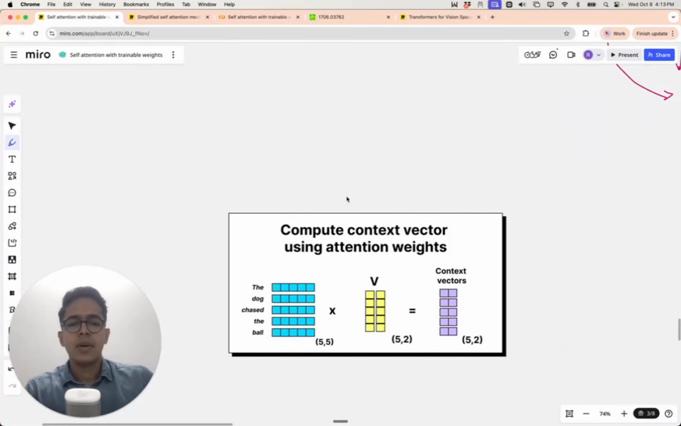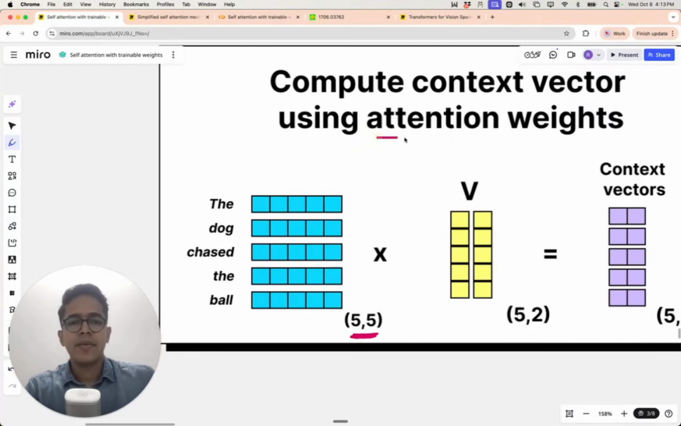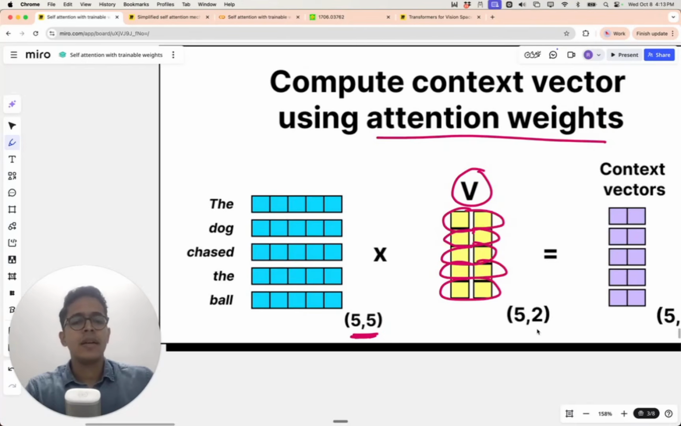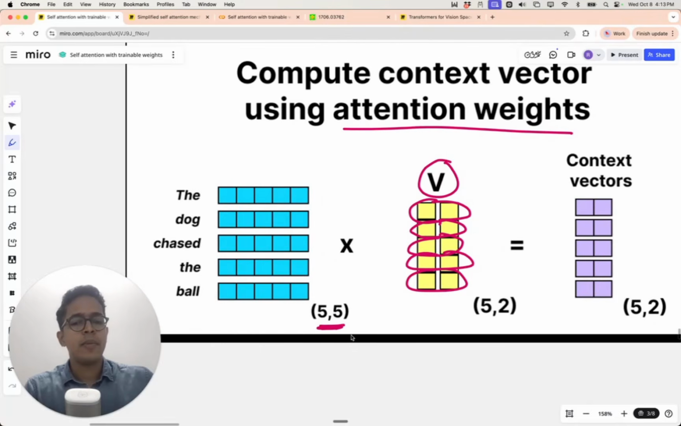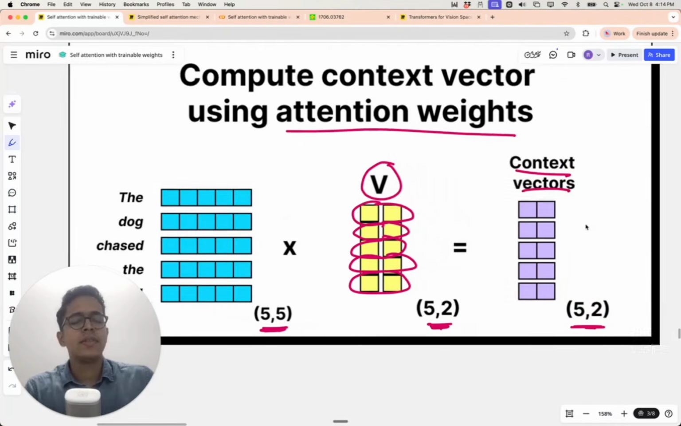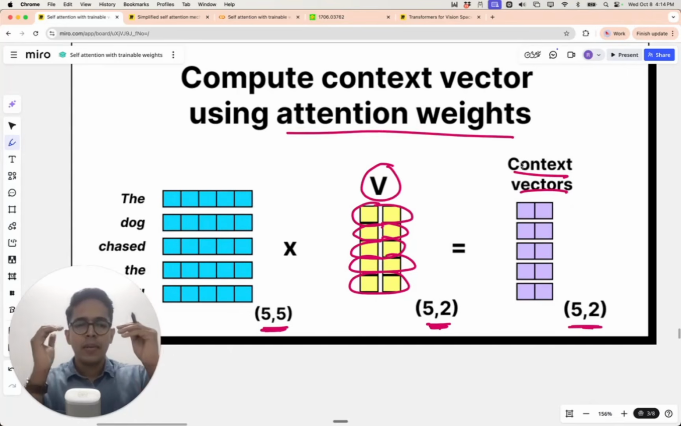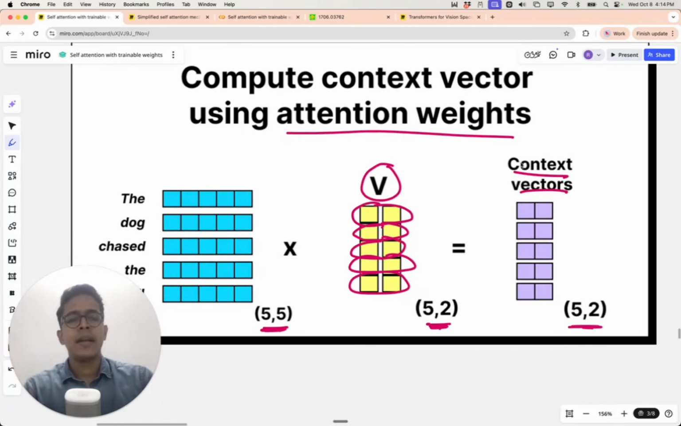Let's go down. So these are now the attention weights. The attention weights are multiplied with my value matrix. Inside the value matrix, there are 5 value vectors, each value vector corresponding to each token. Each has a dimensionality of 2. So a 5 by 5 matrix multiplied by a 5 by 2 matrix results in a 5 by 2 matrix. Now these are the context vectors corresponding to my 5 input tokens. Each input token was 3-dimensional, but now it became 2-dimensional. Now this context vector is much more useful because it's much richer in context, or in meaning.